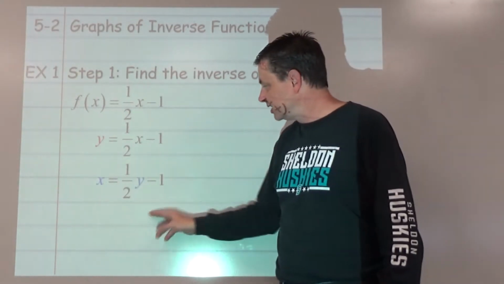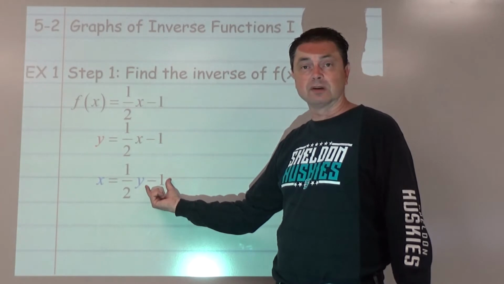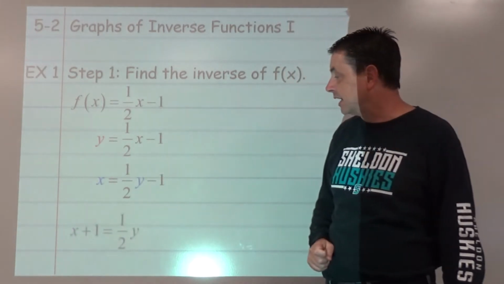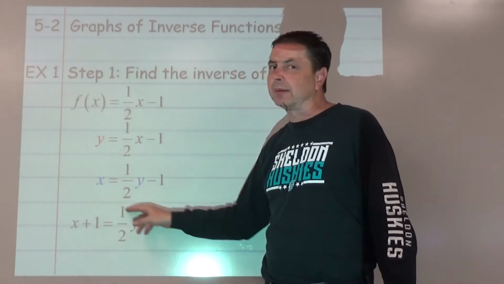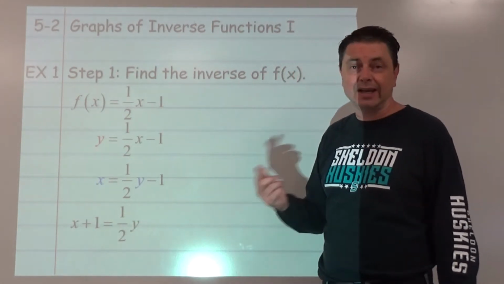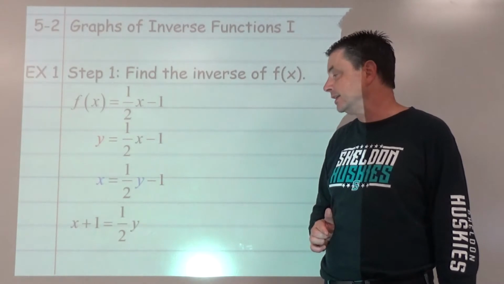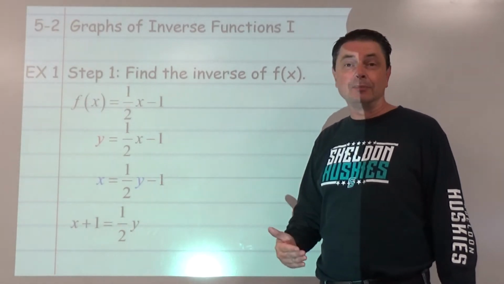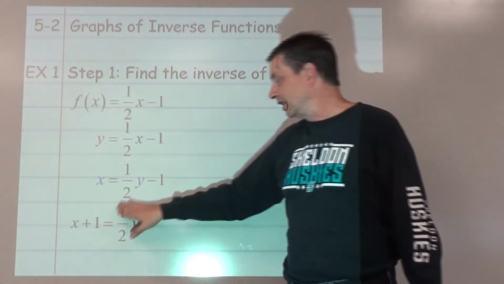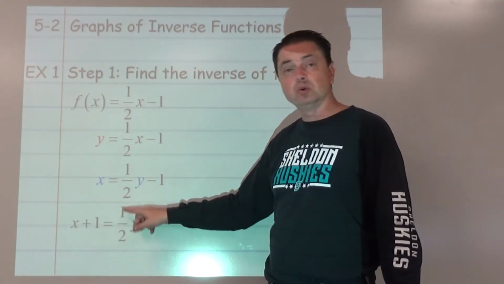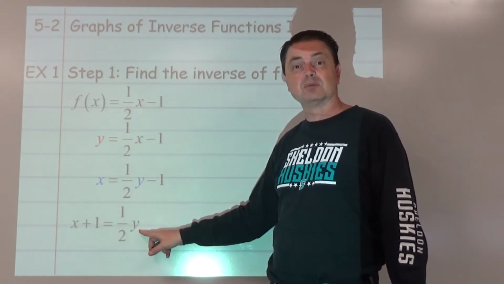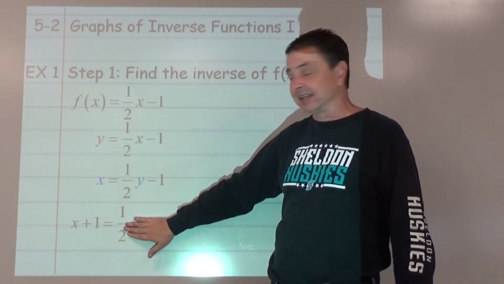In this case, we would want to undo the minus 1 first. We're going to add 1 to both sides. Then we're going to want to undo the half. We probably don't want to divide by half. Probably a better idea would be to multiply by the reciprocal. That would get rid of it. If we multiply both sides by 2, half of 2 is just 1. 1 times y is y. We get y by itself.